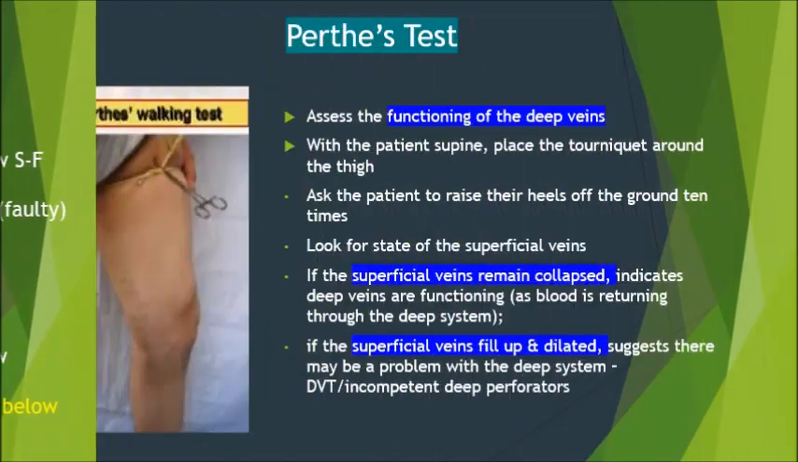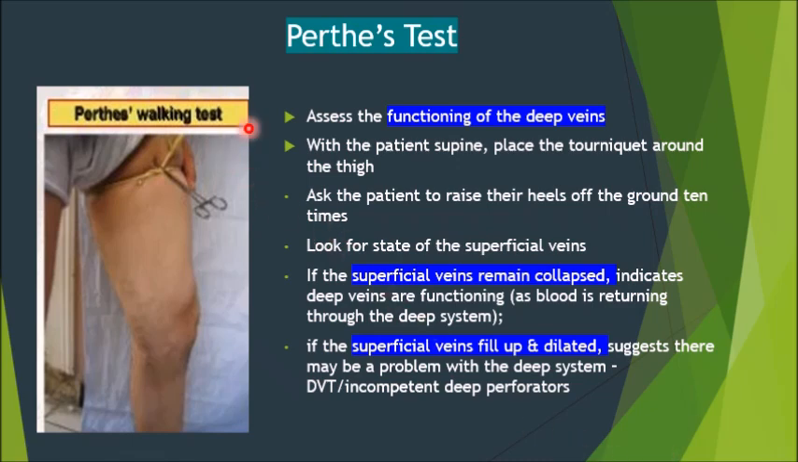Okay, now we come to the Perthes test. Now, the Perthes test is also similar to the tourniquet test, where a tourniquet is applied at the upper end of the thigh. Now, the function of this Perthes test is to assess the functioning and the status of the deep veins, whether they are blocked or incompetent.